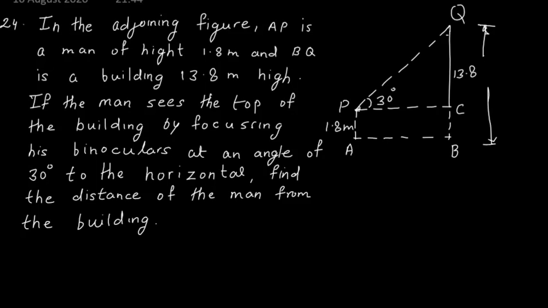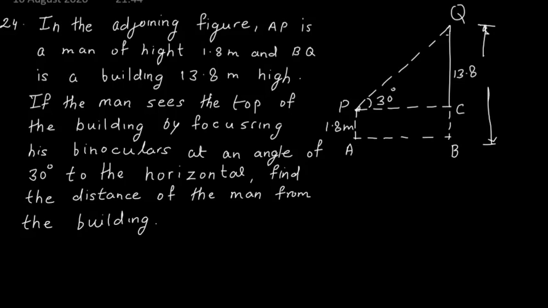If the man sees the top of the building by focusing his binoculars at an angle of 30 degrees to the horizontal, find the distance of the man from the building. This angle is 30 degrees. We have to find the distance AB, which equals PC. So ultimately we have to find the value of PC. In triangle PCQ, I can find the value of QC. The total height is 13.8 and this height is 1.8.